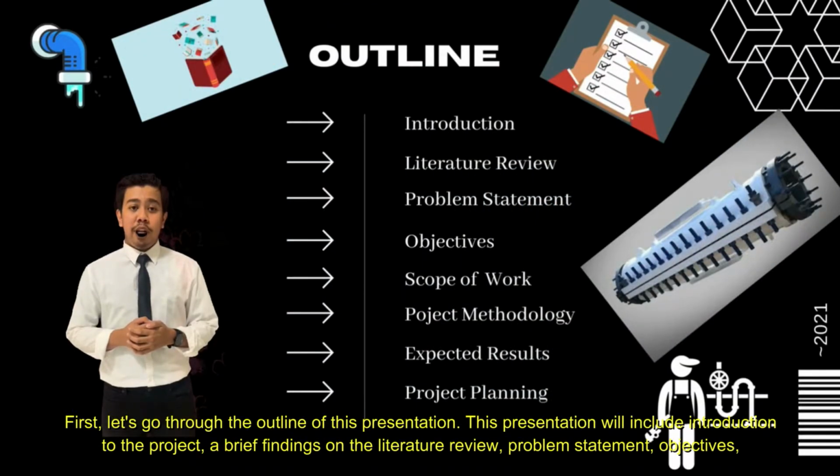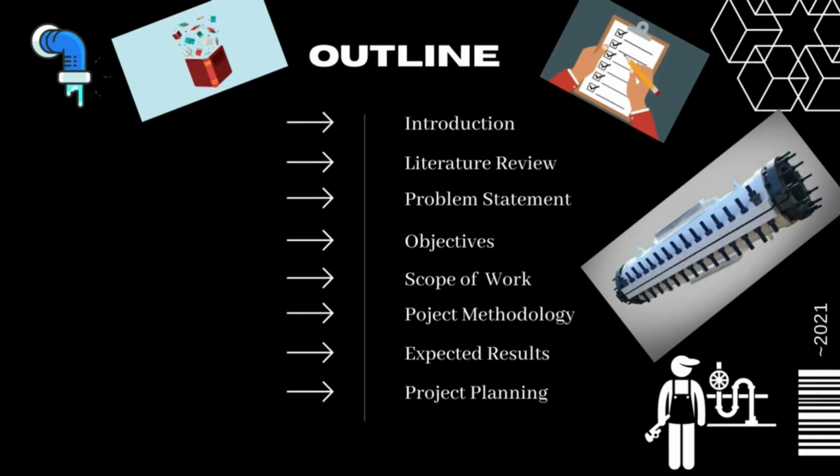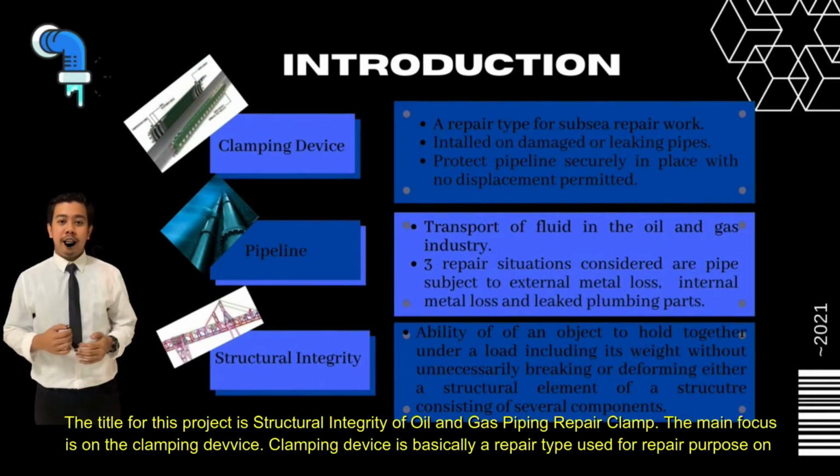This presentation will include an introduction to the project, brief findings on the literature review, problem statement, objective, scope and limitation of the project, methodology of the project, the result or outcome expected to be gained from this project, and lastly project planning. The title for this project is Structural Integrity of Oil and Gas Piping Repair Clamp.